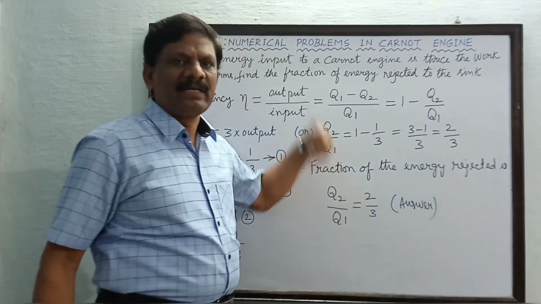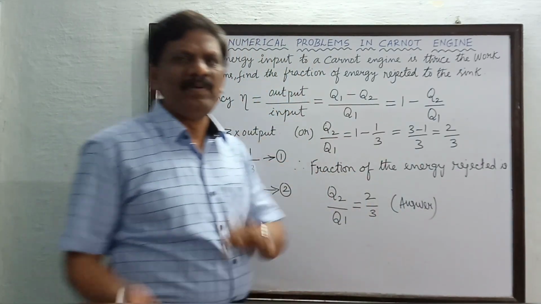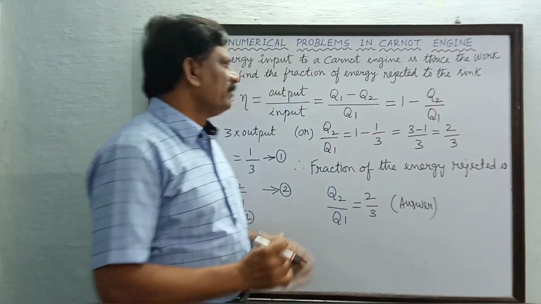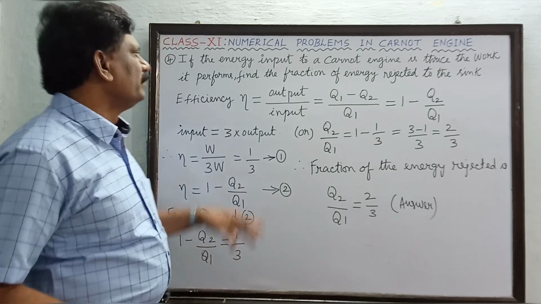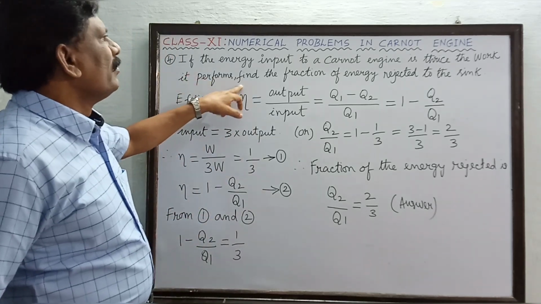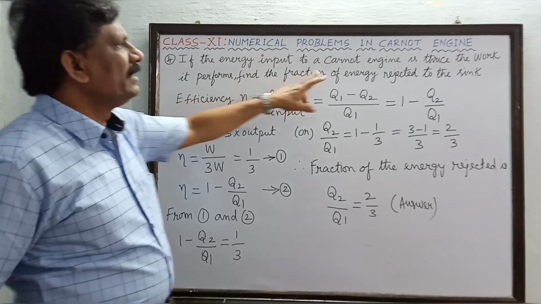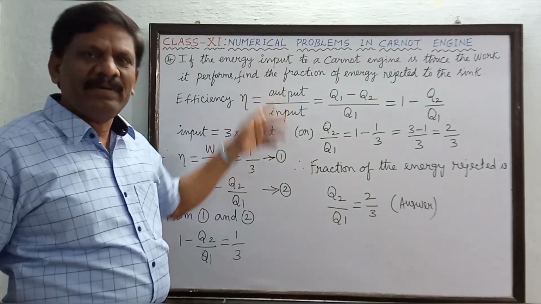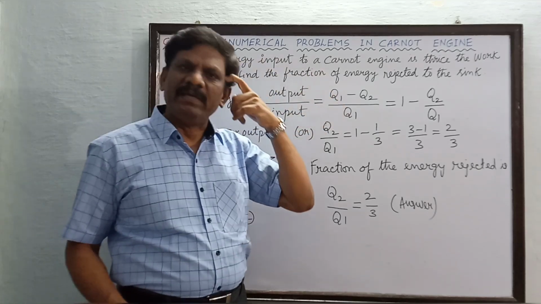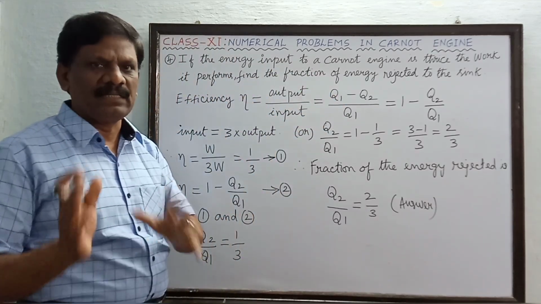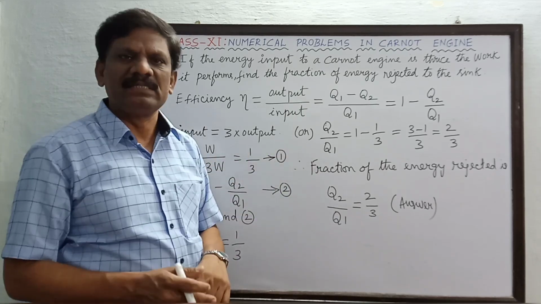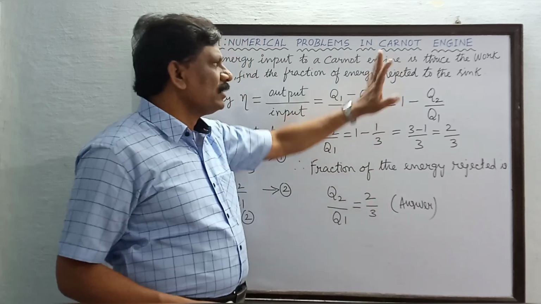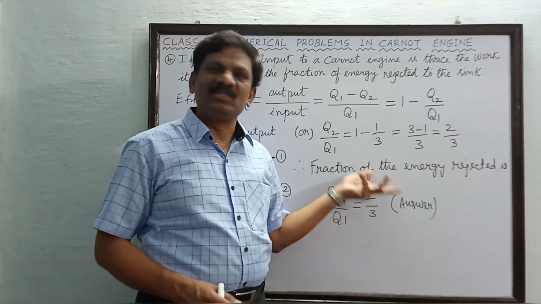This is one different type of problem. This type of problem will be molded as a multiple choice question. If they mold this as a multiple choice question, the fraction of the energy rejected to the sink could have options like 1 by 3, 2 by 3, 3 by 2. Like that, different options will be given. So you have to work it out and then find the answer. So Q2 by Q1 is equal to 2 by 3 is the answer. I hope you must have understood well. Fine.